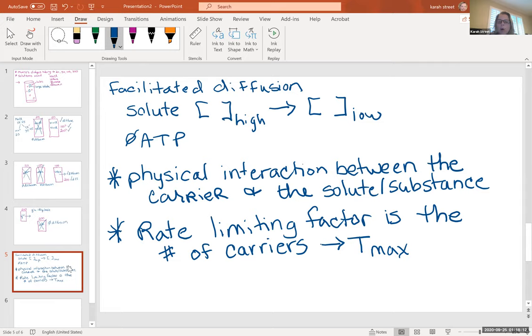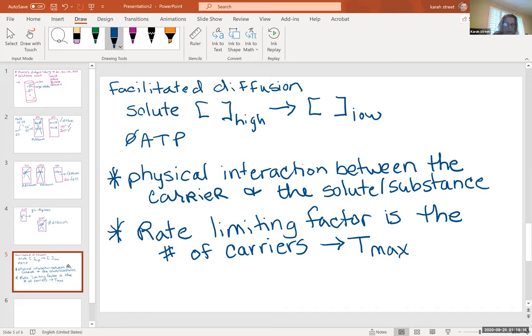Facilitated diffusion is not the only kind of membrane transport that has this physical interaction between the solute and the protein that acts as the carrier or the transporter. Other types of membrane transport that have this physical interaction include primary and secondary active transport. Any kind of membrane transport where there is a physical interaction between the protein doing the moving and the solute it is moving, there will be transport maximum. The number of carriers is the rate limiting factor. The number of suitcases you have will limit how many clothes you can bring with you.